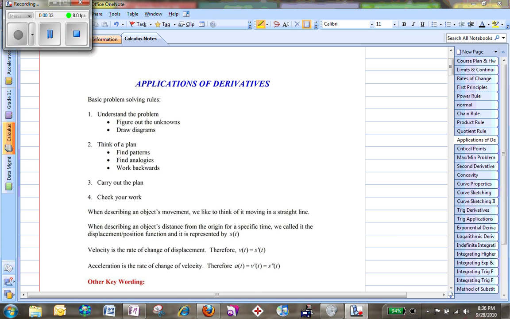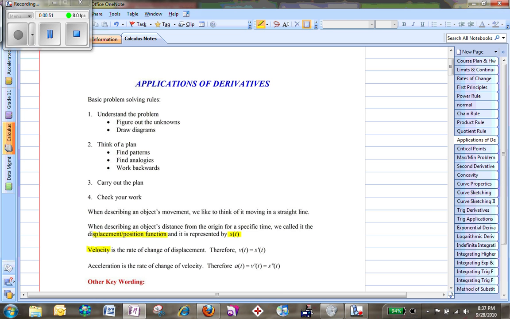For the purpose of today's lesson, we're going to be talking about an object's movement. We often think that objects move in a straight line. In math, when describing an object's distance from the origin for a specific time, we call this the displacement or position function. And it's represented by s of t.